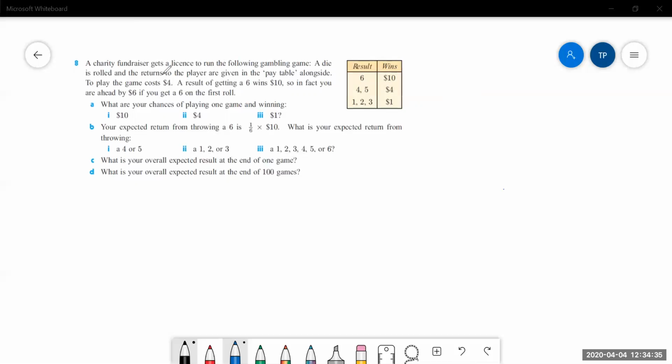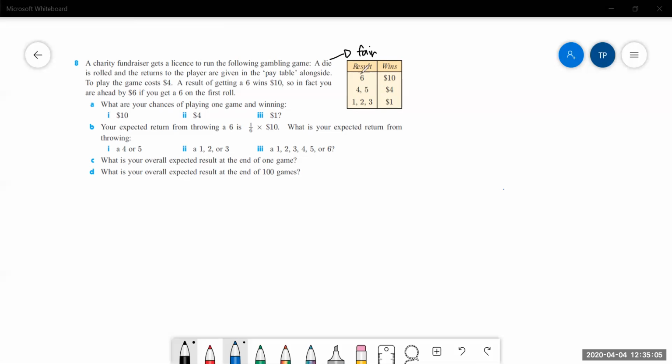A charity fundraiser gets licensed to run the following gambling game. A die. In IB, they will mention whether it is a biased die or a fair die, but let's take it as a fair die over here. A die is rolled and the returns to the player are given in the pay table alongside.